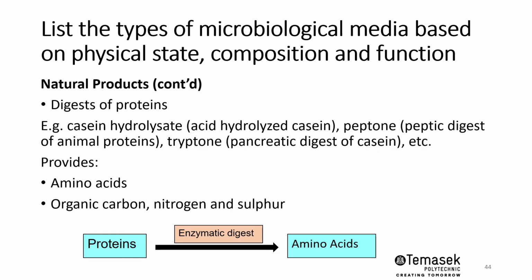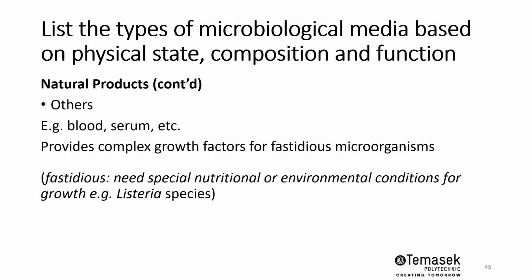Apart from the digests of proteins, you have other components that can be present inside the natural product. This could be blood or serum that provides complex growth factors for very fastidious microbes. When we say fastidious, we are talking about microbes that need special requirements, or a special environmental growth condition, in order to grow well. Some of these include Listeria species, which need blood to grow well in their natural state.